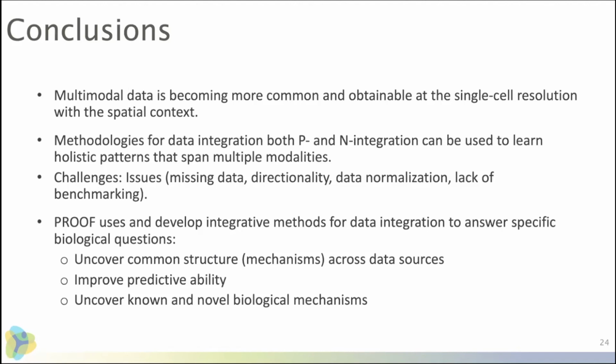And lastly, Proof uses and develops methods for data integration, and hopefully I've shown you in a lot of the studies I talked about where Proof centers its efforts.